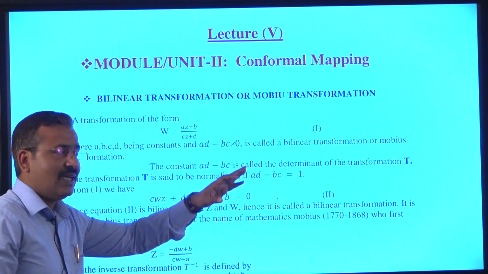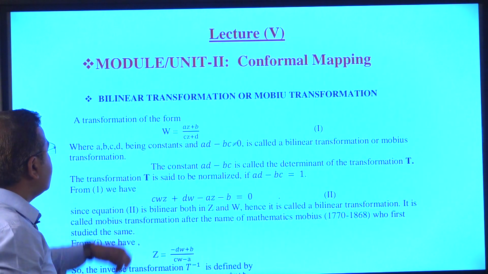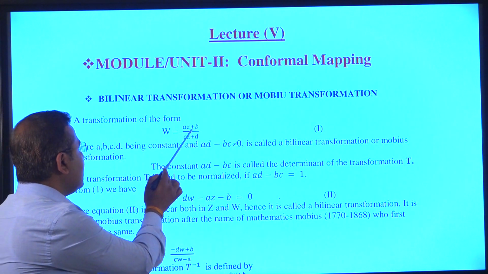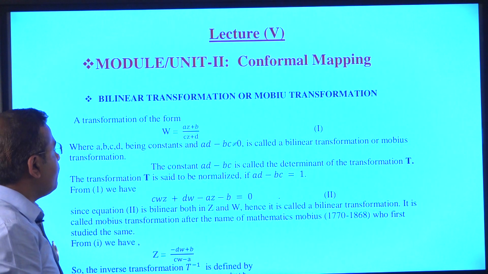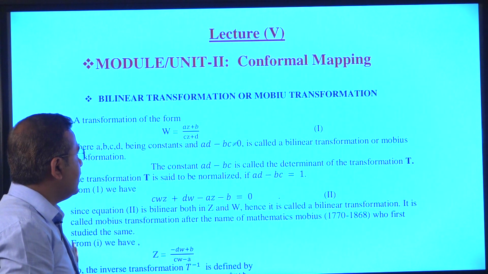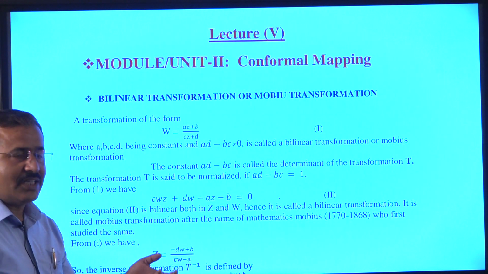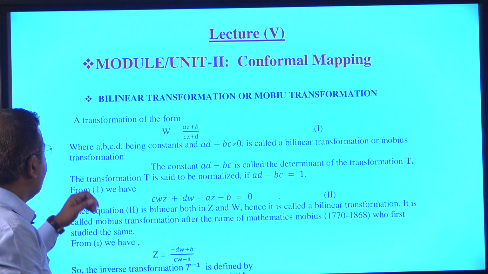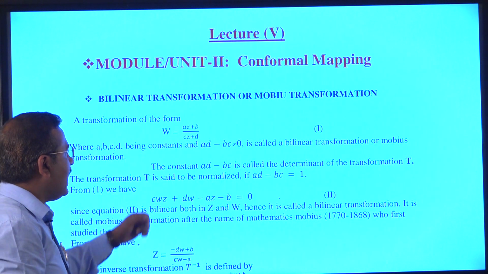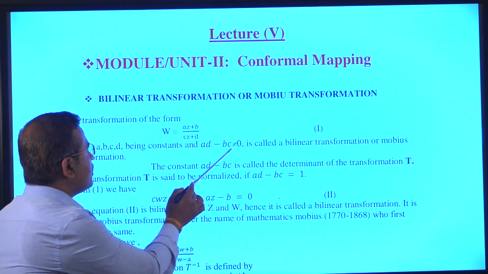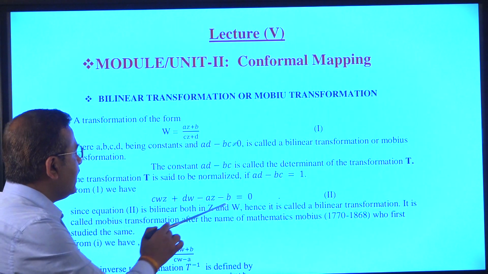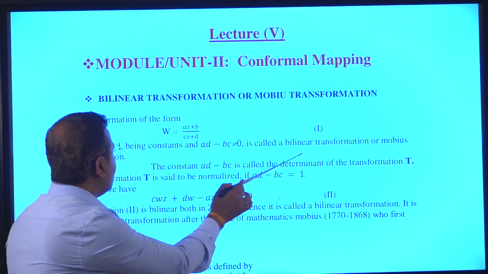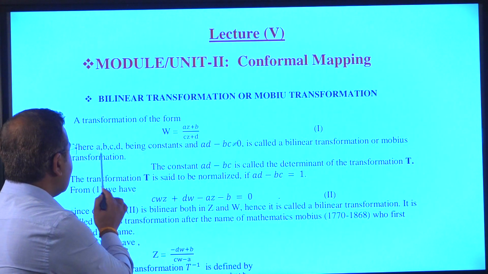bilinear transformation. See here, the transformation of the form W equal to (AZ plus B) divided by (CZ plus D). As we know, W is the complex function, where A, B, C, D are constants and AD minus BC is not equal to 0. This is called the bilinear transformation or Mobius transformation.